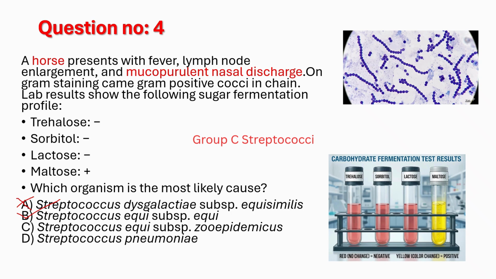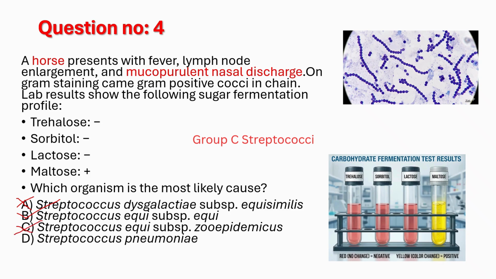Next is Streptococcus equi subspecies zooepidemicus. It typically ferments sorbitol and lactose, and maltose can be variable. In this case, the sorbitol and the lactose are negative, so it is unlikely.